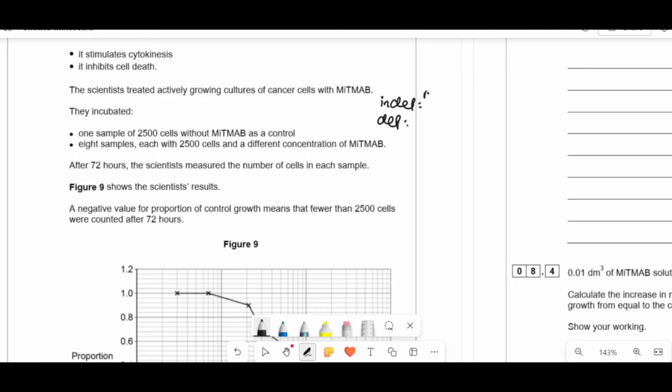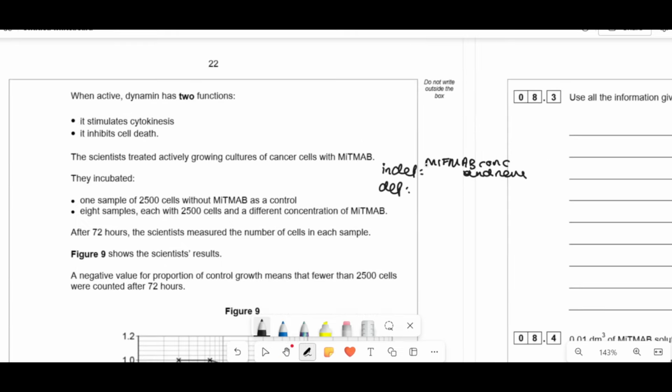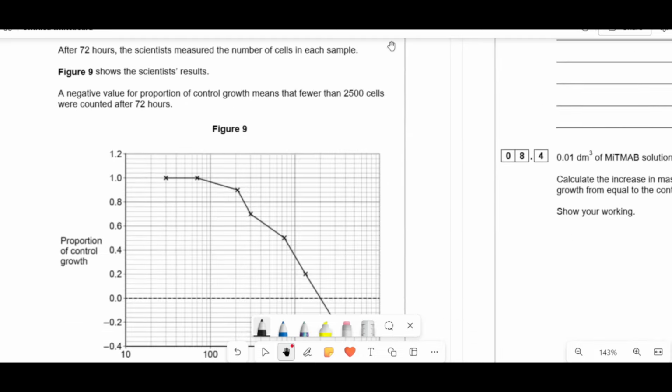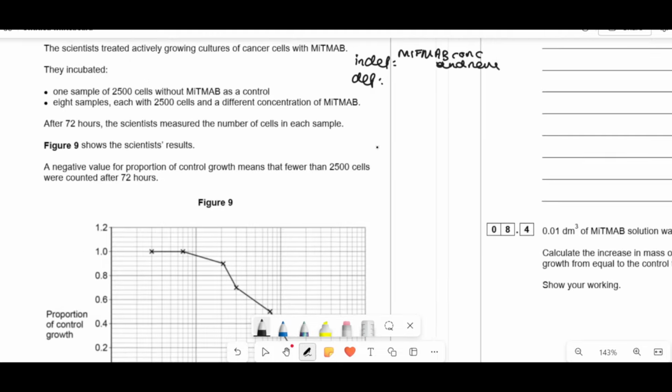So their independent is MITMAB concentration and also none, like they have some with different concentrations and some with nothing. Their dependent: don't just go ahead and say the number of cultures of cancer cells or investigations of it. Look specifically at what it is. Here, what did they measure? The proportion of control growth, not number of cancer cells. I didn't say that anywhere. Proportion of control growth. The reason you do that is because then you know specifically what's going on.